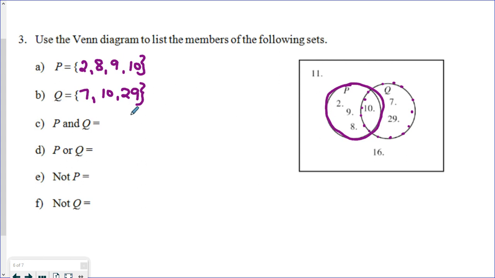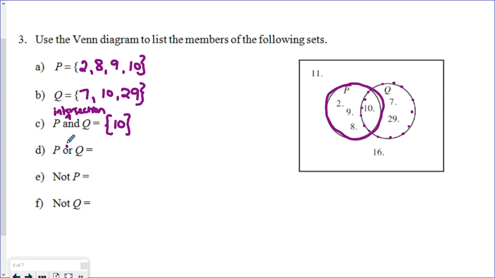So P and Q. And again, that is the intersection. Things that are in both P and also in Q. Oh, I didn't open my fancy bracket. 10 is in both P and Q.